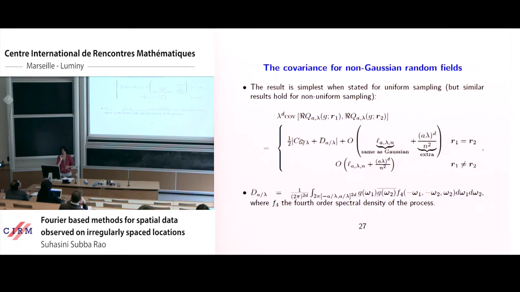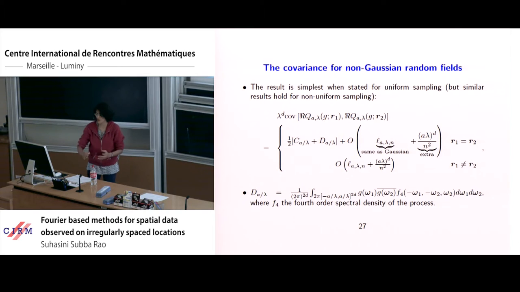I'm looking specifically now at uniform sampling, just because the expressions are nicer. That's all. Same results also hold in non-uniform sampling. If you're looking at the variance of this quantity, the real part of this thing, you can imagine just R being zero, and then you don't have to look at the real part. It's just the variance of this quantity here.